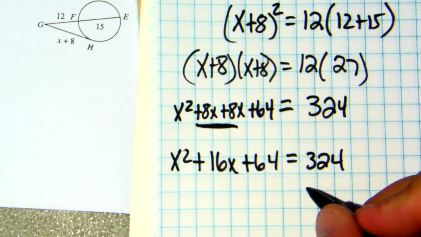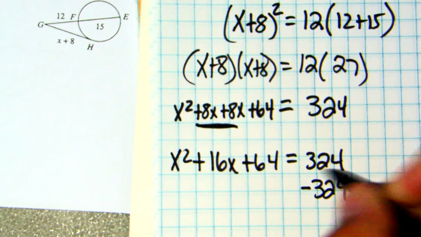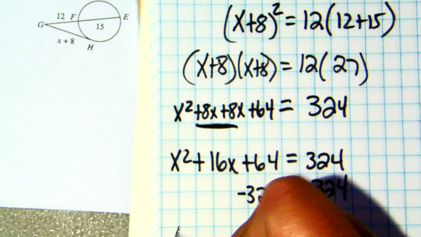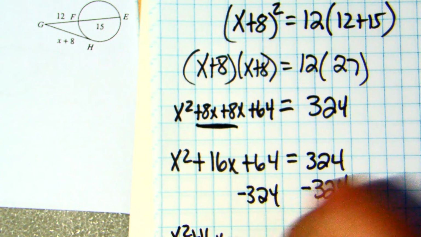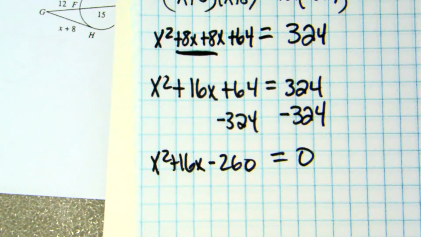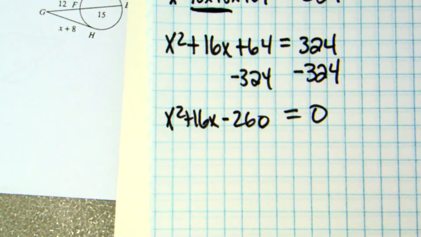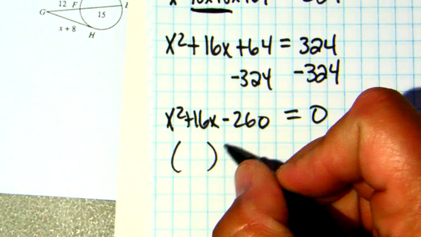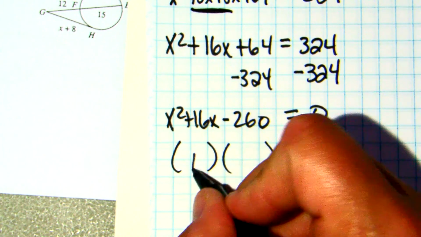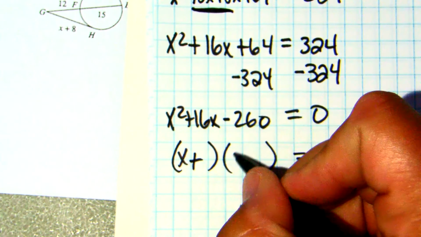Alright, now what I need to do is subtract 324 from both sides so that I can set it equal to 0. So I have x squared plus 16x minus 260. Okay? So now I've got it set equal to 0. Now I'm just going to factor. Okay? Equal to 0. Second sign is a minus, so I write down plus minus, x and x.